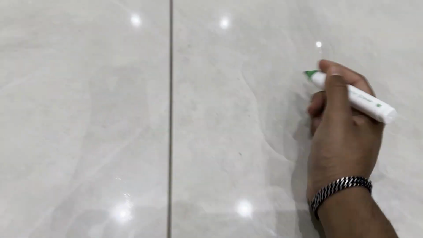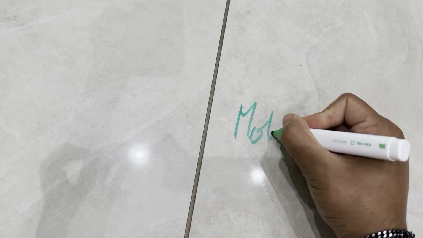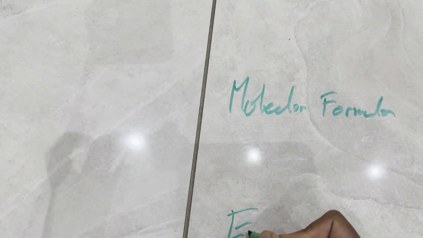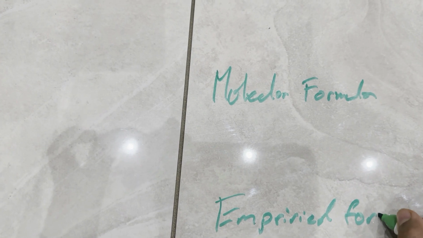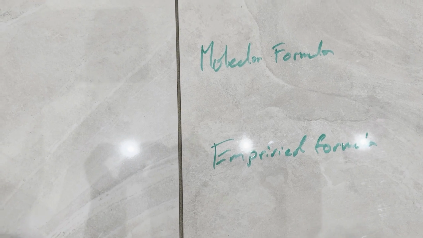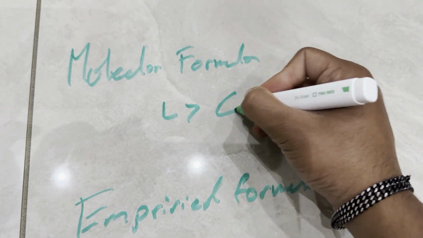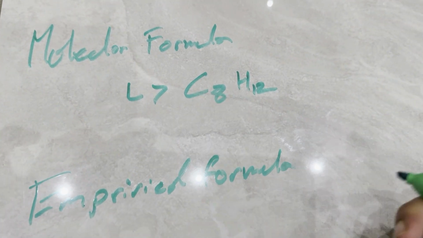Finally, we have 3 different formulas. You need to know your molecular formula, your empirical formula, and then your hydrate. Starting with your molecular formula, this is just your regular formula that you see every day. So we're going to do C8H12. That's an example.